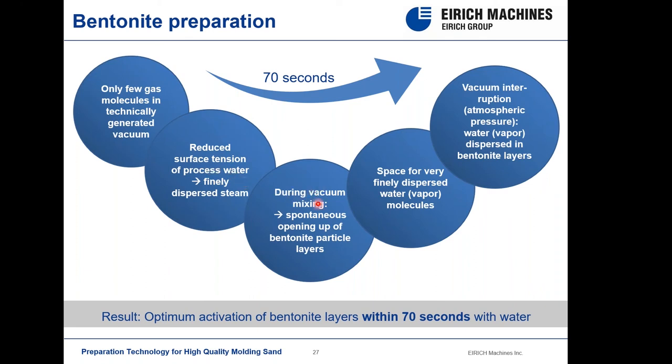Then also during the vacuum mixing, the bentonite layers are opening up, leaving these spaces between the layers. And the finely dispersed water that is inside the mixer will go into those spaces between the bentonite layers, and will go inside. Once we take out the vacuum or we put air back into the mixing, those layers will close again because we have the regular pressure on them, and the water will be inside the bentonite layers. That will help us to do the activation of the bentonite within the 70 seconds of the vacuum mixing. So we're activating the bentonite much more quickly.